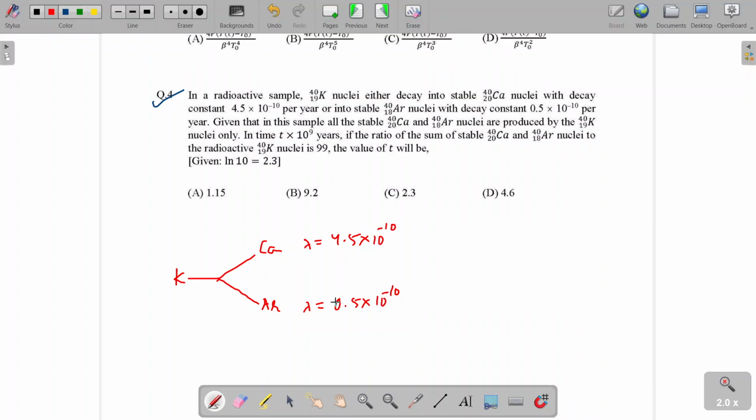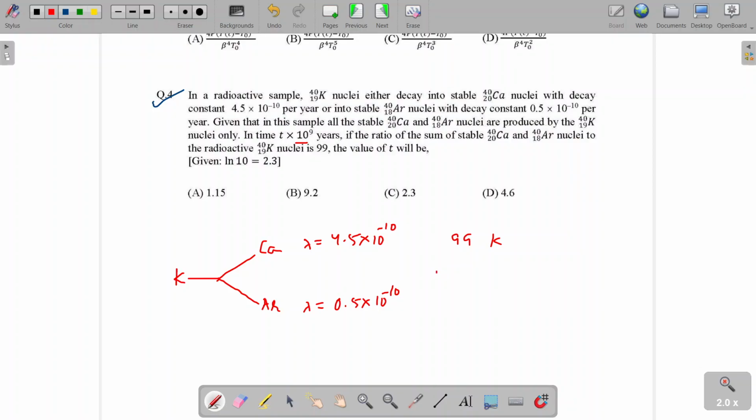The question is, when the sum of these two nuclei, that is calcium plus argon, is 99 times the remaining potassium nuclei, then how much time has gone past? So this question belongs to the category of a billion years. If you see, the time required is 10 to the power 9 years. How do we proceed here?